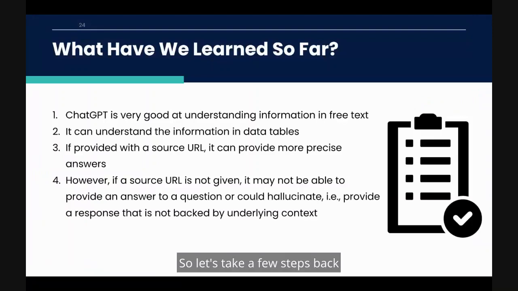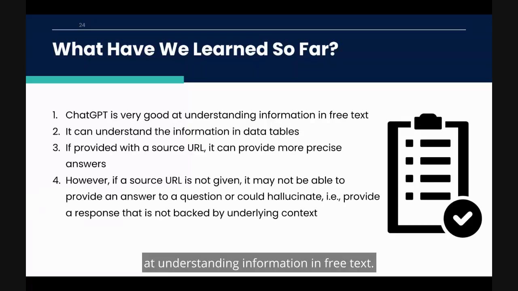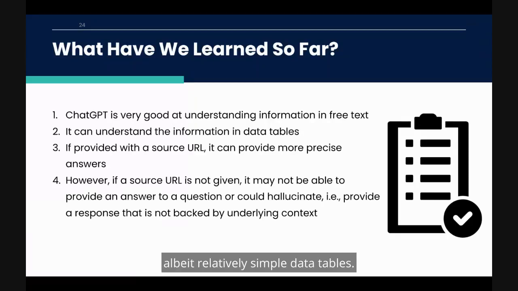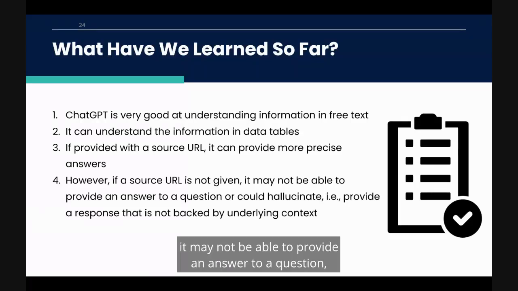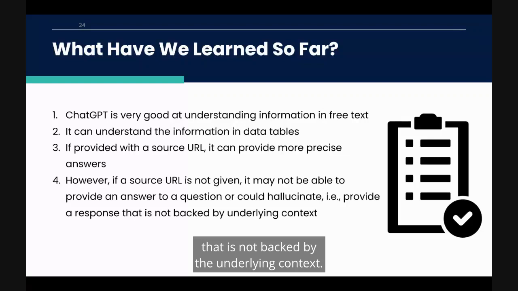So let's take a few steps back and just think back to what we have learned so far based on the experiments that I just shared with you. First, we learned that ChatGPT is very good at understanding information in free text. We learned it can understand the information in data tables, albeit relatively simple data tables. If provided with a source URL, it can provide more precise answers. However, if a source URL is not given, it may not be able to provide an answer to a question. Or worse, it could hallucinate, which is to provide a response that is not backed by the underlying context.